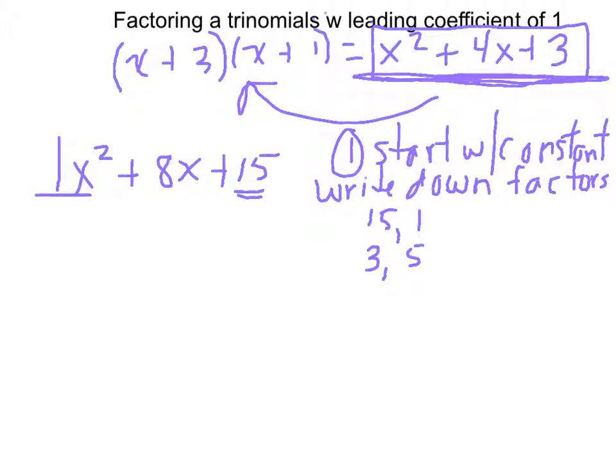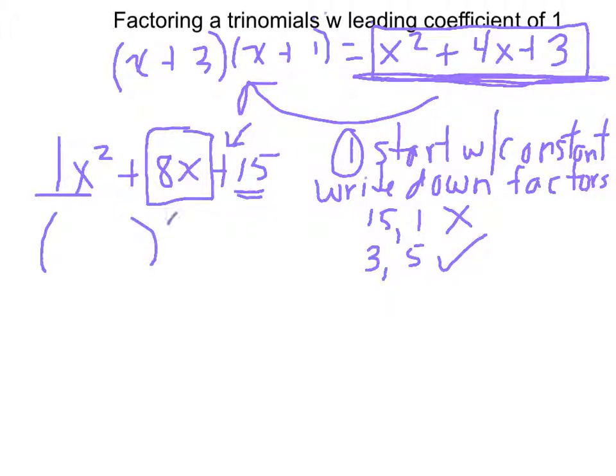So we start with that. The next step that we look at is our middle term. We haven't paid any attention to that. That's a positive 8x. So out of the 2 factors that we have, which ones add to give us 8? And I know that I'm adding the factors together because of this plus sign. So I'm going to add to give 8. Well, 15 plus 1 doesn't give us 8, so that doesn't help. 3 plus 5 gives us 8. So what does that tell us?